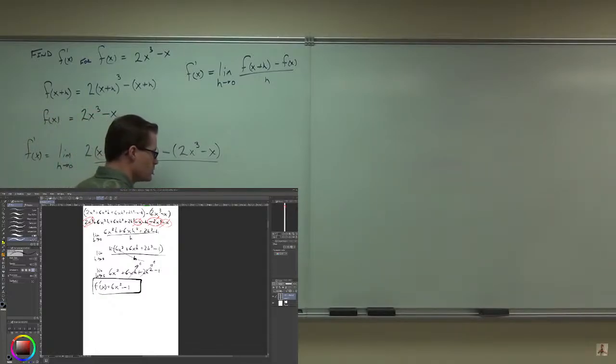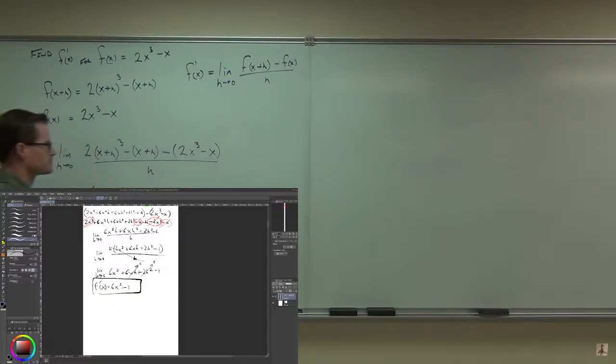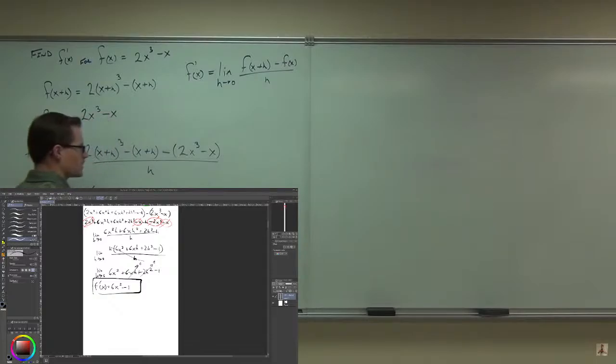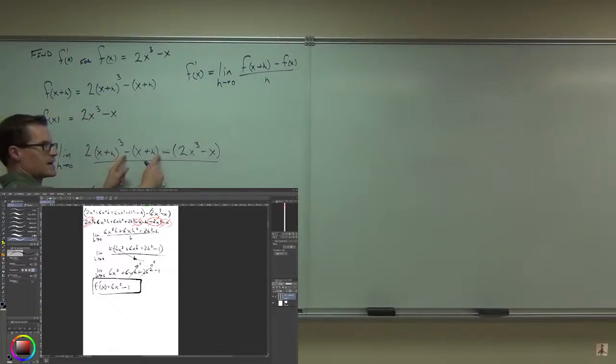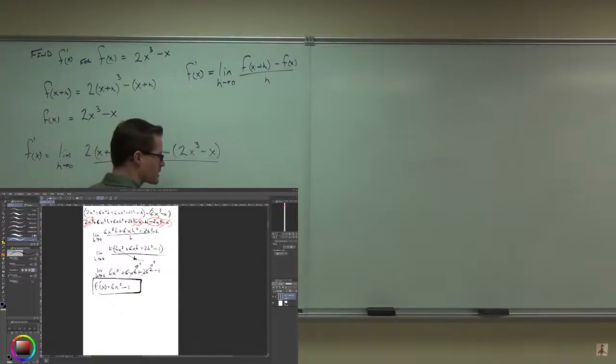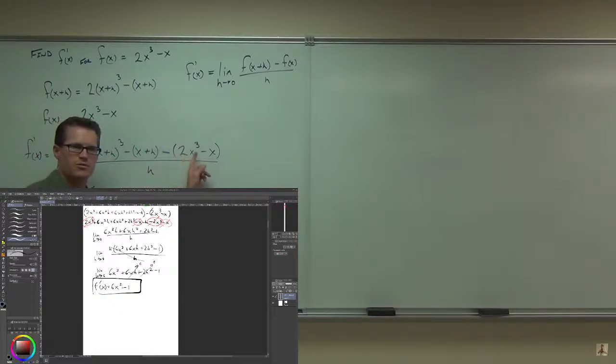Minus 2x cubed plus x. Oh, no, I forgot something. So I've just done this little part. What's that going to be when I'm done with that? Minus x minus h. Okay, and then minus 2x cubed and plus x. You see where the plus x is coming from at the very end. Minus and negative, we're going to be adding that ultimately.